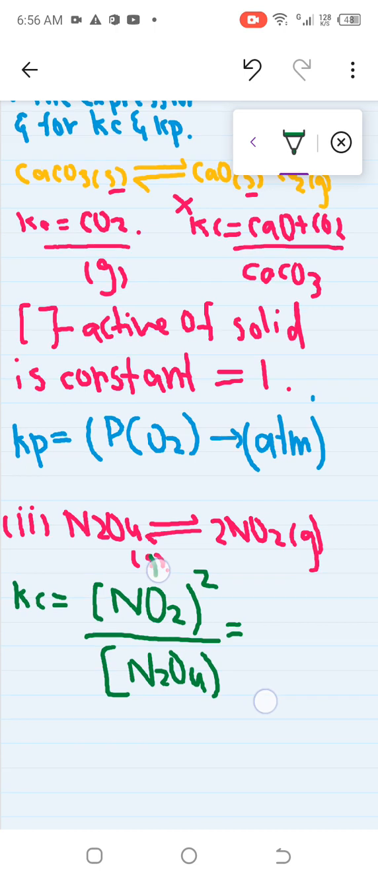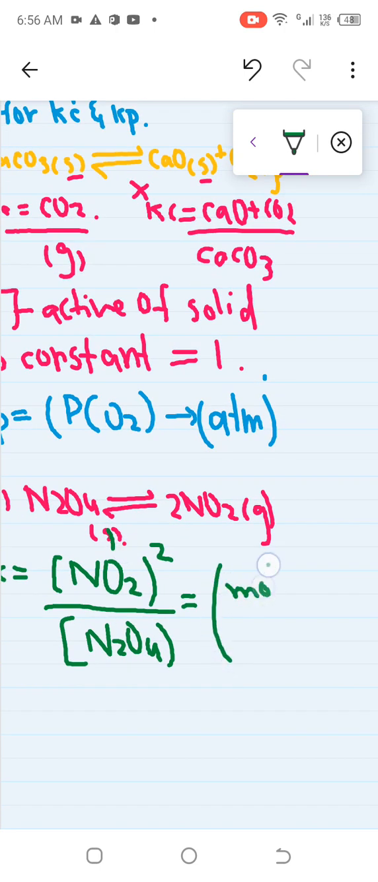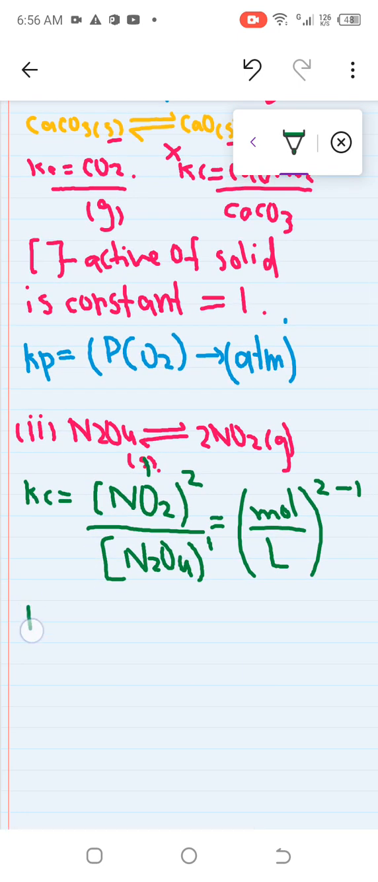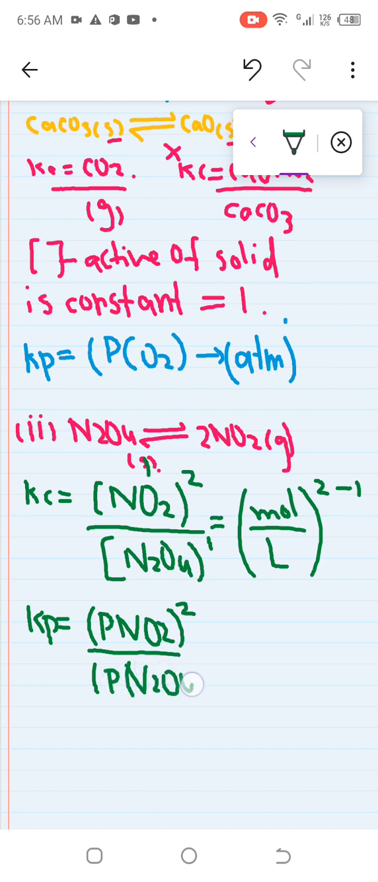Now if we write the unit, here we have mole per liter, power 2 on top and 1 below, which goes to negative, so mole per liter to the power 2 minus 1. If you are writing for Kp, it will be the pressure of NO2 squared over the pressure of N2O4. The unit will be atm to the power 2 minus 1. I hope you are getting something from this video.